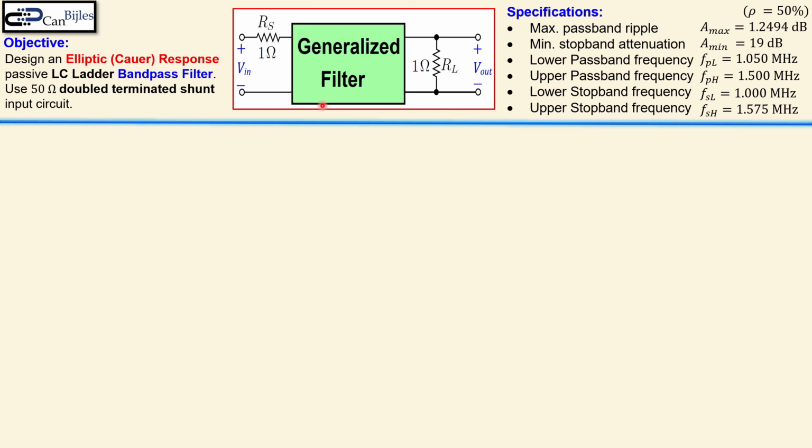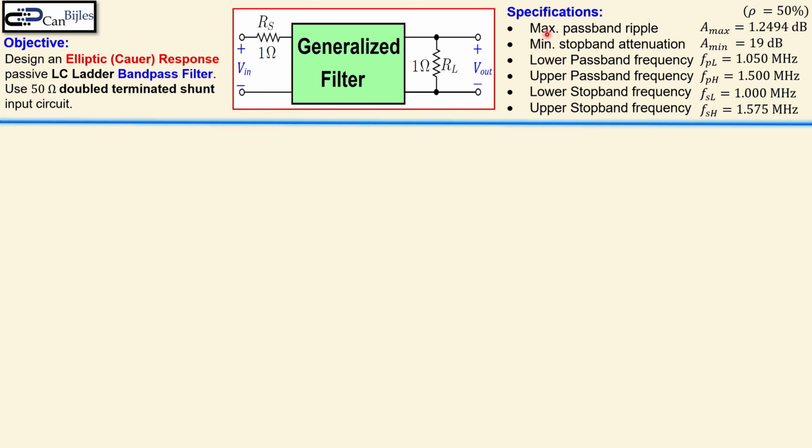Looking at this generalized filter block, we have an RS and RL, that's the source resistor and the load resistor. They are each 1 ohm in the normalized values. We need to scale it up later to 50 ohm. That means we need to have a magnitude scaling factor of 50.